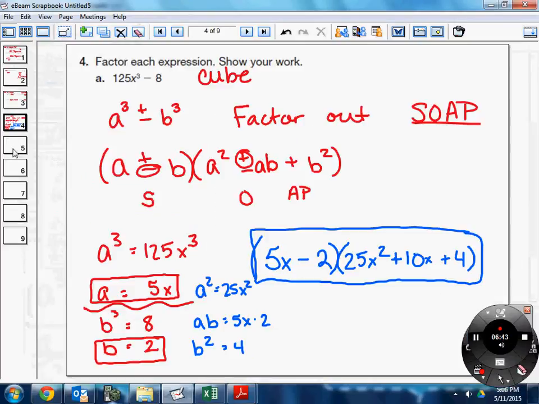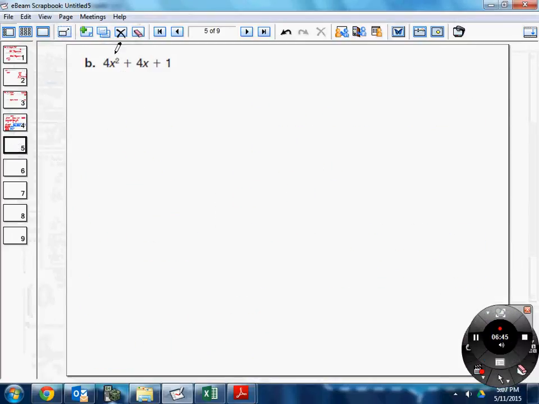Sorry about that. Okay, so let's look at letter B. I know that this is a perfect square trinomial, because 4x squared is a perfect square. That would be 2x. 4x, I can divide that out, and 1 is a perfect square as well. We might not think of 1 as being a perfect square, but it is.